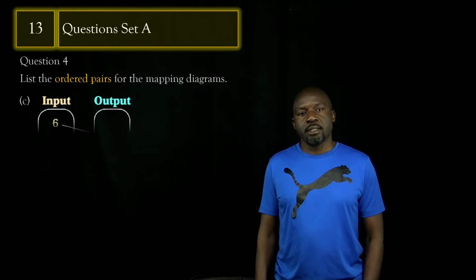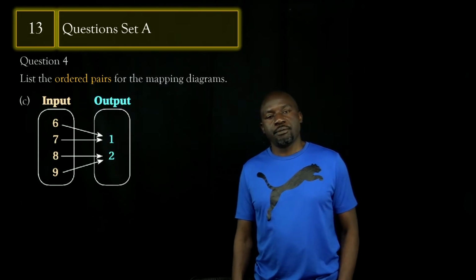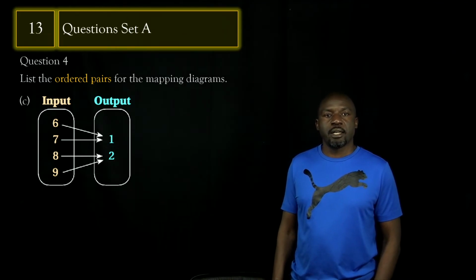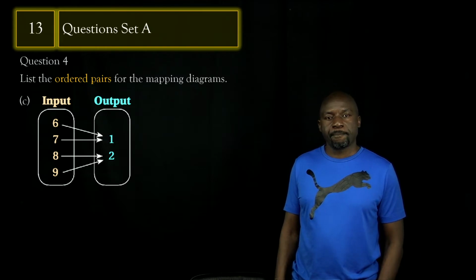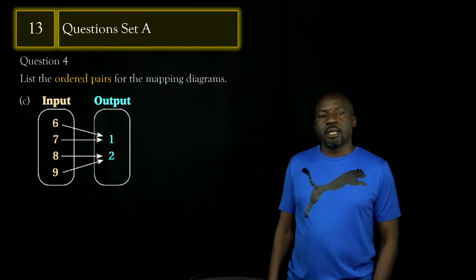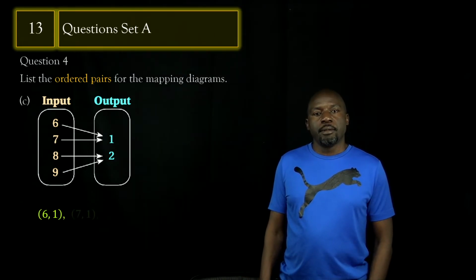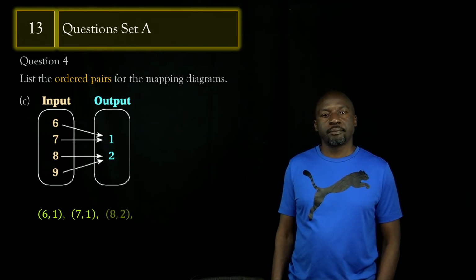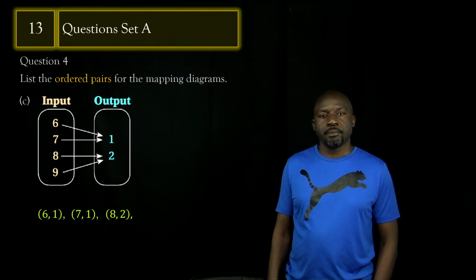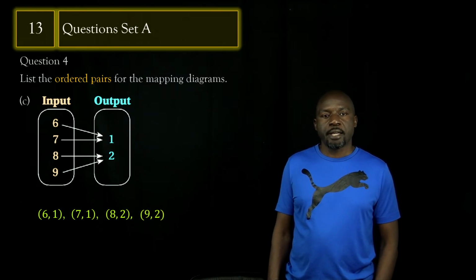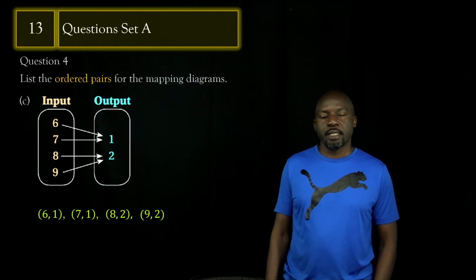Here is another one. Please pause the video and see if you can write the ordered pairs for this mapping. And if you've done so, then we have 6, 1, 7, 1, 8, 2, and 9, 2. Okay, all right.